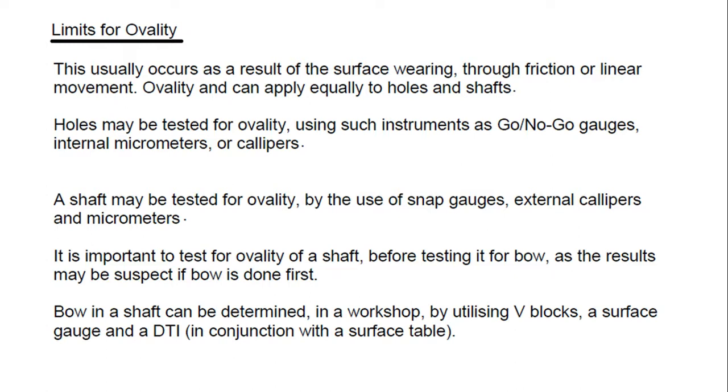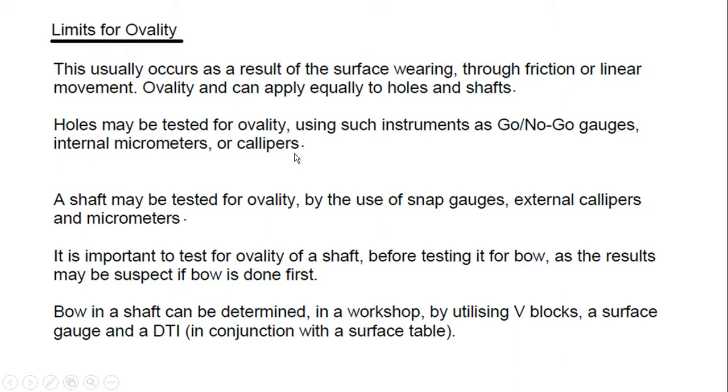This usually occurs as a result of surface wearing through friction or linear movement. The ovality can apply equally for the holes and shaft, right? So it's nearly the same for both the holes and the shaft. And if we are going to measure the hole, then we have a couple of instruments like go and no go gauges, internal micrometer, and the caliper.